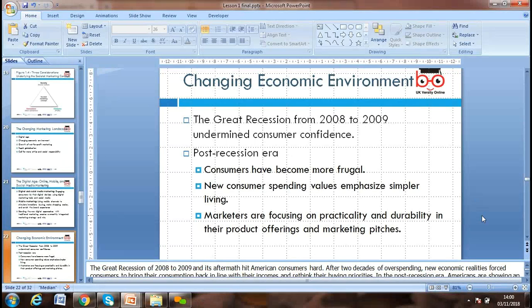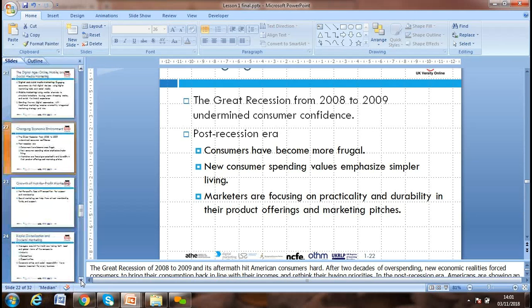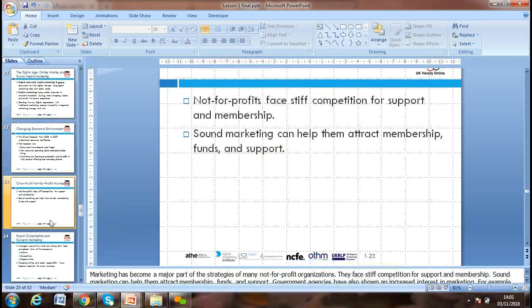So the changing economic environment. Of course, the economic environment is changing. After 2009 and 2018, the credit crunch and post recessions, consumers have new spending values and emphasis on simpler living. So marketers are focusing on the practicality and durability of the products they are offering. All this we need to focus on as a marketer. So does anybody have any questions? Please ask me.